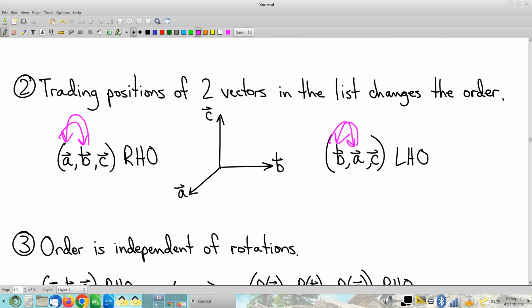right, then ABC is right-hand order, but BAC is left-hand order, right? So whenever you trade two of the vectors, just like I've done here, that's going to turn a right-hand order into a left-hand order.